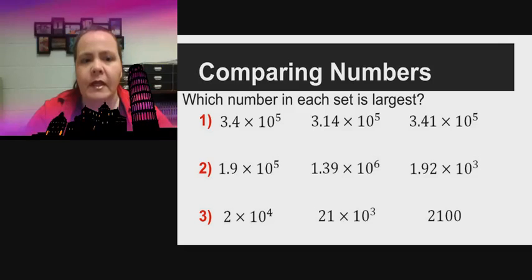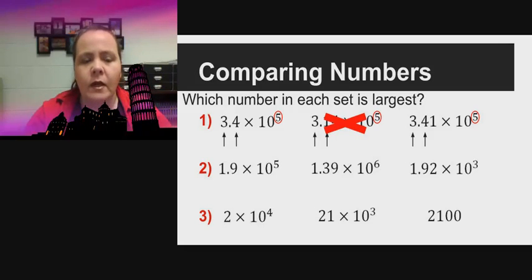Okay, here we have some examples. We're going to look at which number in each set is the largest. So looking at our first set, the first thing we want to do is make sure they're all in scientific notation, and here they are. And then we want to look at our exponents, and all of our exponents are the same. So we want to move on and compare our mantissas, and we're going to do that one digit at a time. We look at our first digit, and it's 3 for every one, so that doesn't really help us any. Then we move on to our second digit, and we have a 4, a 1, and a 4. Well, 1 is obviously less than 4, so the 3.14 times 10 to the 5th is out.